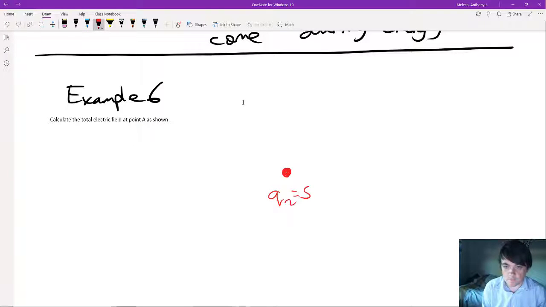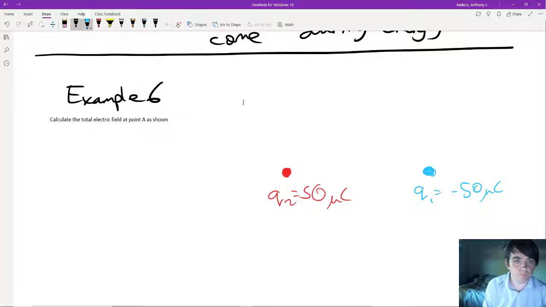Here's Q2, 50 microcoulombs. Here is Q1, which is minus 50 microcoulombs. Here's the point A. And here's the rest of the problem.